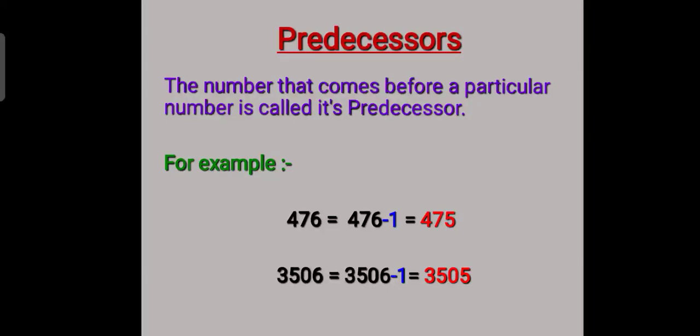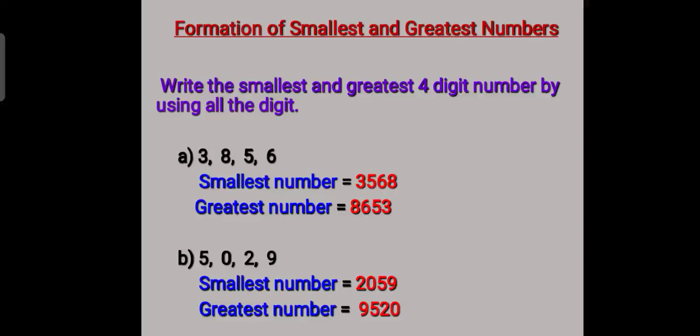Now I have taken one more example. This number is 3506. Then what can we do? Yes, we will subtract 1. So the predecessor of 3506 is 3506 minus 1 and we get 3505. So the predecessor of 3506 is 3505. Clear? Now next comes formation of the smallest and greatest number. We will learn how to form the smallest and greatest number.